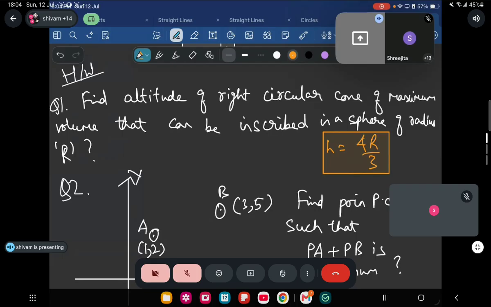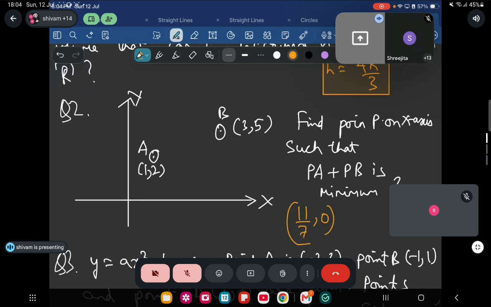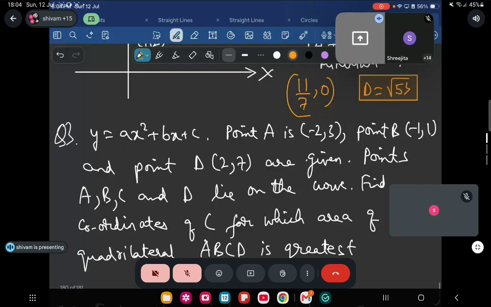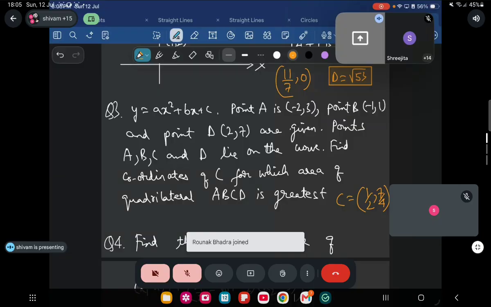Pay attention, everyone. Next one, this we did in straight lines, right? Do people remember? The answer is 11 by 7 comma 0. And if they ask you the distance, you can find it out. Distance will be equal to square root of 53. Anyone having any doubt, you can ask now. Next, third one, c is equal to half comma 7 by 4.